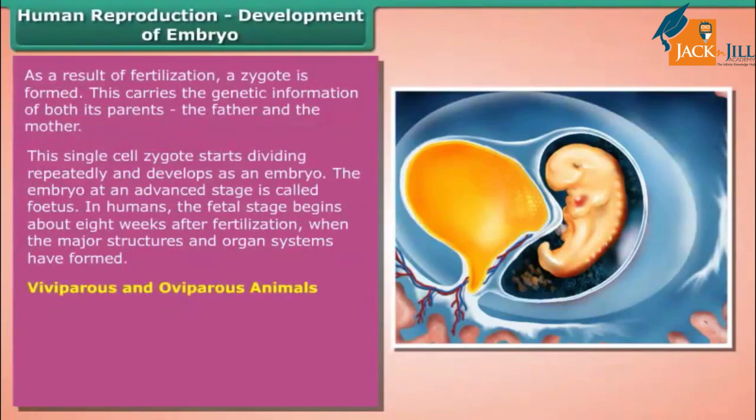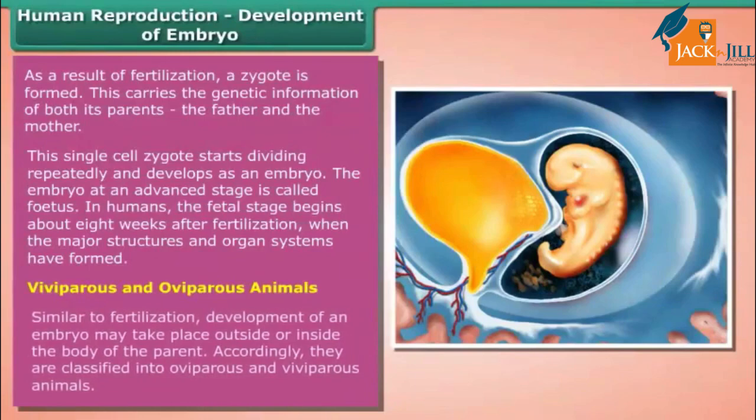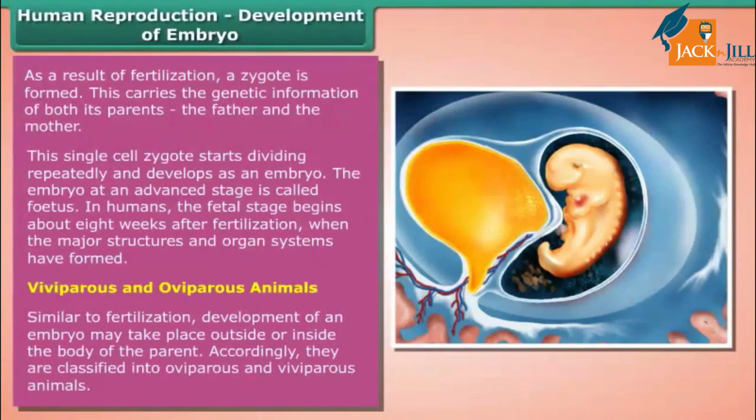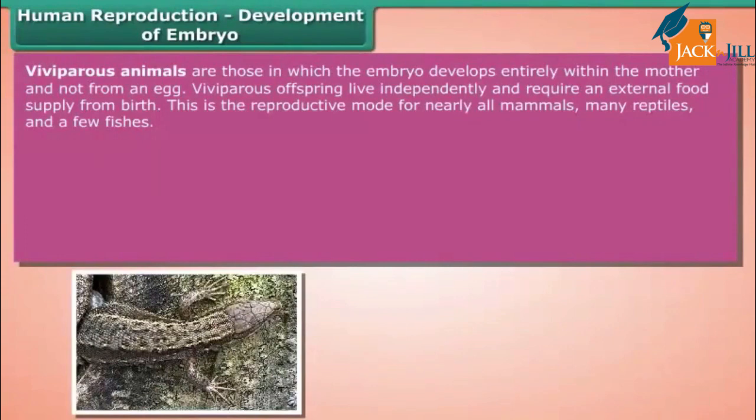Viviparous and oviparous animals. Similar to fertilization, development of an embryo may take place outside or inside the body of the parent. Accordingly, they are classified into oviparous and viviparous animals.